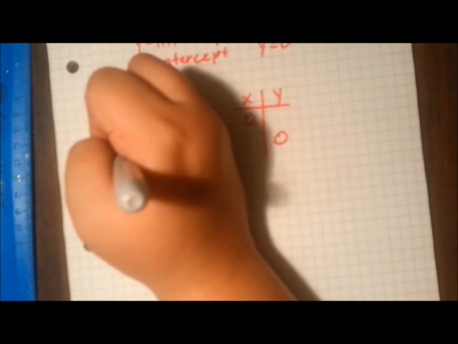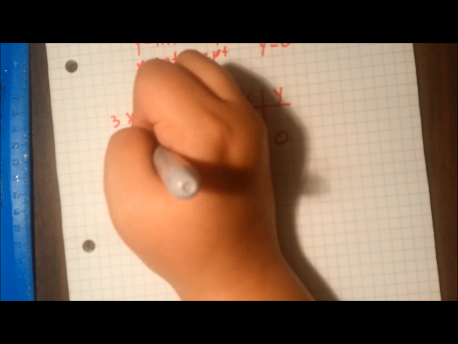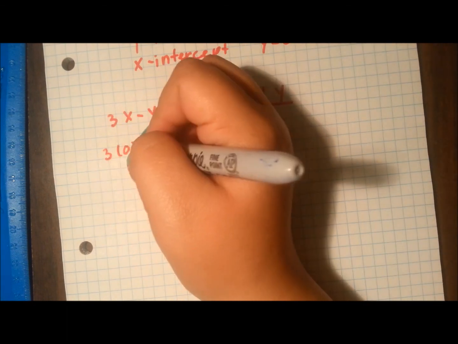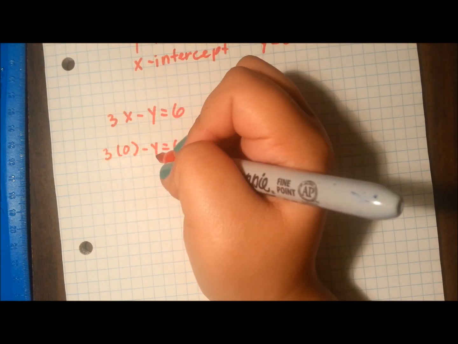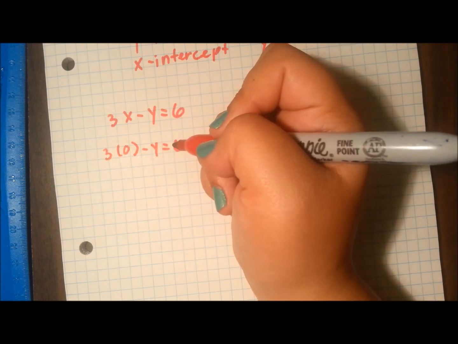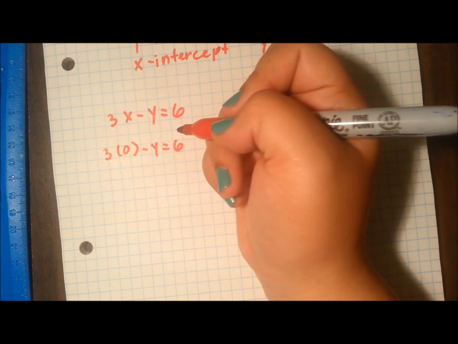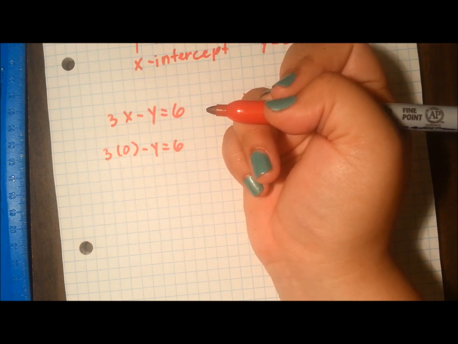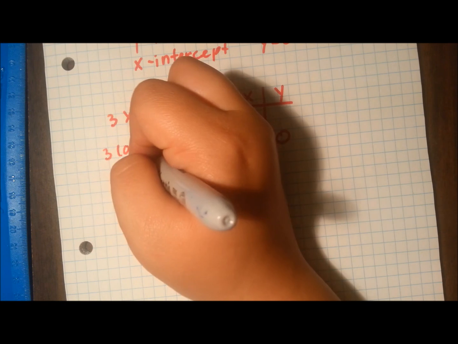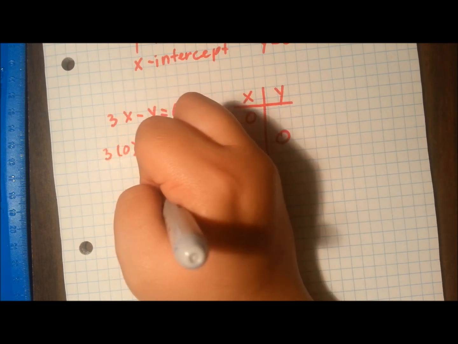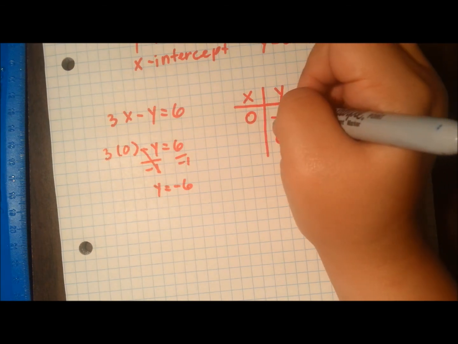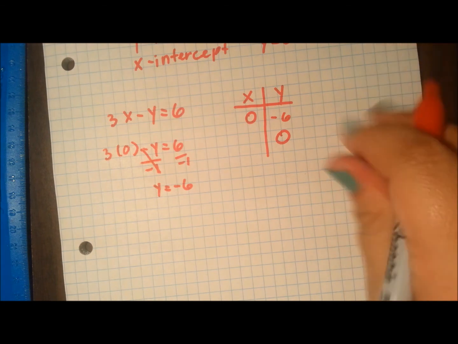So we would plug our x into our equation, and we would go ahead and work this out. So 3 times 0 is 0. So that leaves you with negative y is equal to 6. And since we know that a negative in front of an x or a y is an assumed negative 1, what you want to do is divide by negative 1 on both sides, and that leaves you with y is equal to negative 6. So in your t-chart, you would plug in negative 6 for that y.